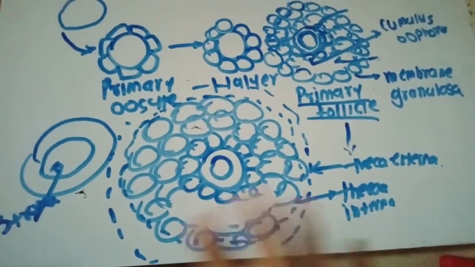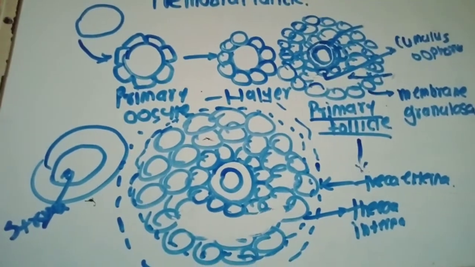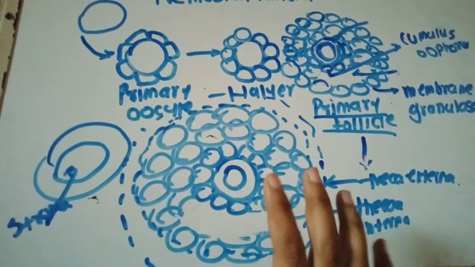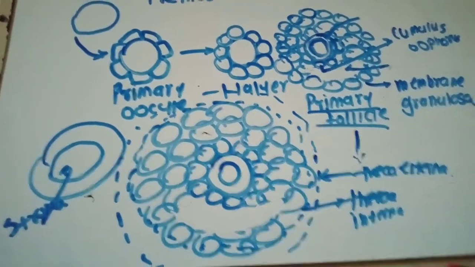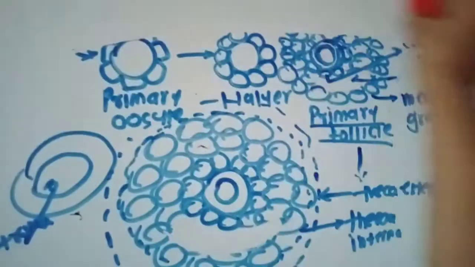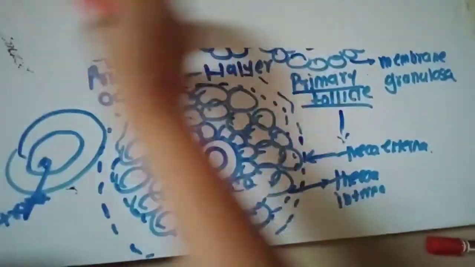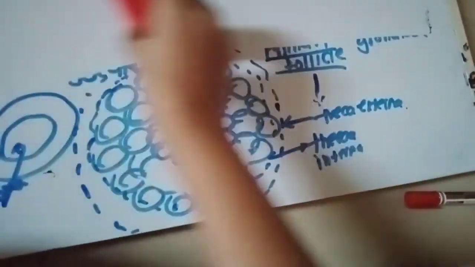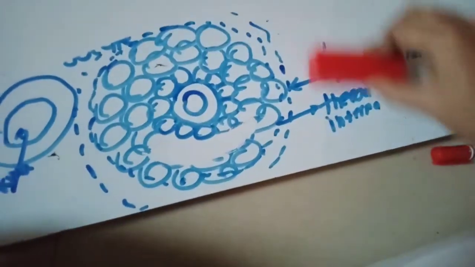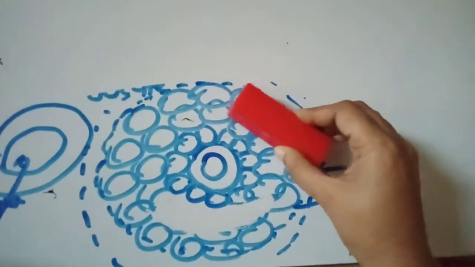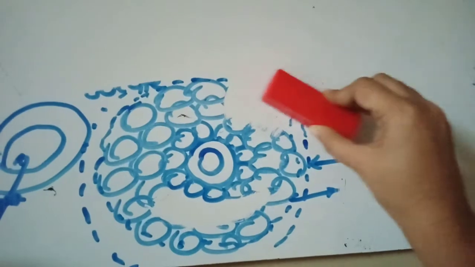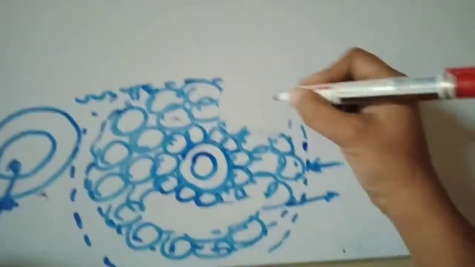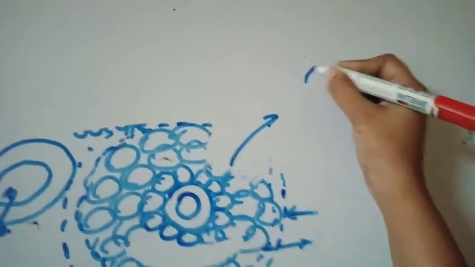Out of so many follicles, only one follicle becomes the Graafian follicle, only one becomes a completely matured follicle. Then ovulation takes place. How does ovulation take place? The follicle gets ruptured, and the secondary oocyte comes out.